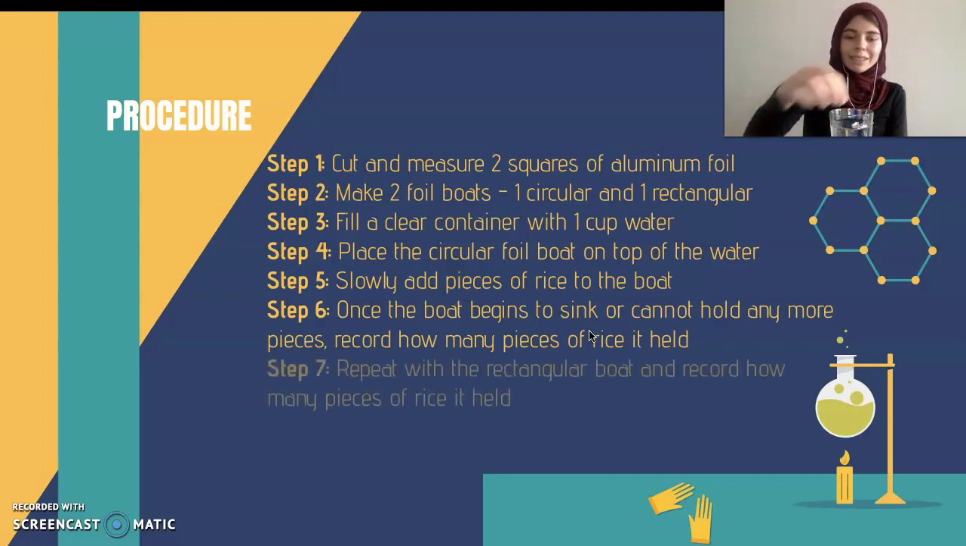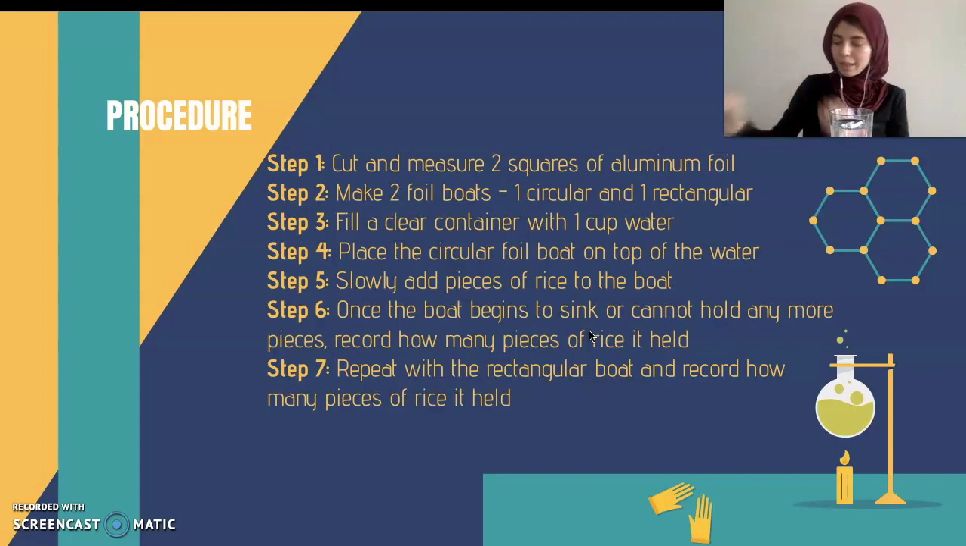Okay, so once you finish with the circular boat, you're going to take it out, empty out any rice, and then you're going to put in your rectangular boat. So here with our rectangular boat, we're going to do the same thing. Again, with our pieces of rice, you can just add them in, like maybe 1, 2, 3, 4, and so on. Okay, so once you finish with the rectangular boat and either it sinks or it cannot hold any more, then you are going to stop.